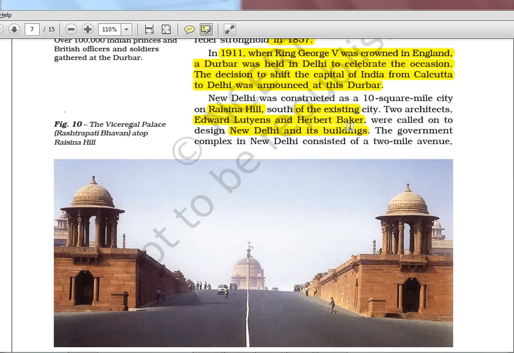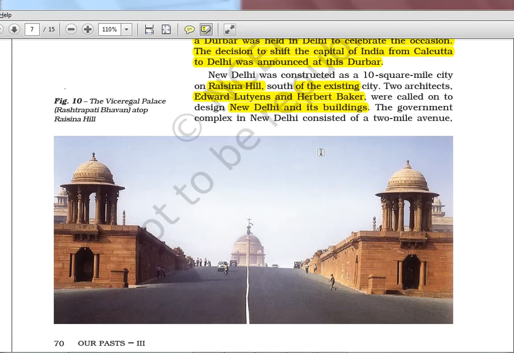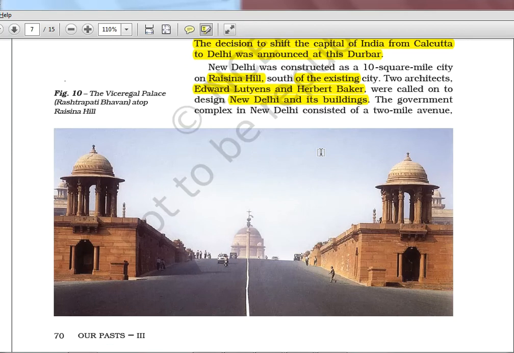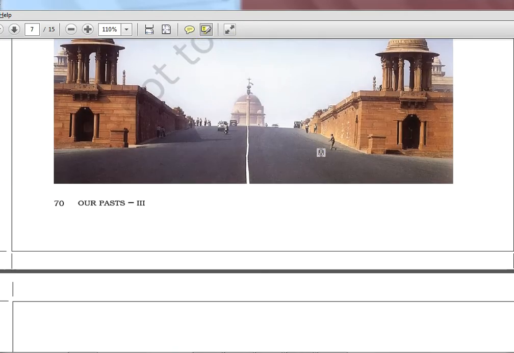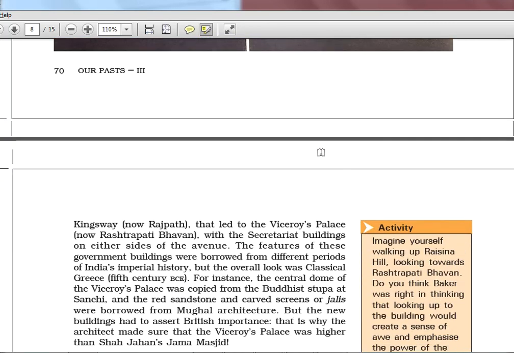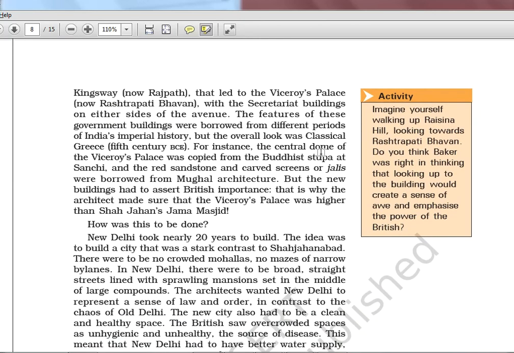Okay, Chandigarh city development. The government complex in New Delhi consisted of a 2-mile avenue. See this picture again. The Viceregal Palace, Rashtrapati Bhavan, Raisina Hill. Okay, more details are there. I'll show you. So Rajpath, you know that road. That led to the Viceroy's Palace, now the Rashtrapati Bhavan. Okay, the Viceroy's Palace is the Rashtrapati Bhavan of today. So that road is Rajpath, with the Secretariat buildings on either side of the avenue. Okay, it's all present context.